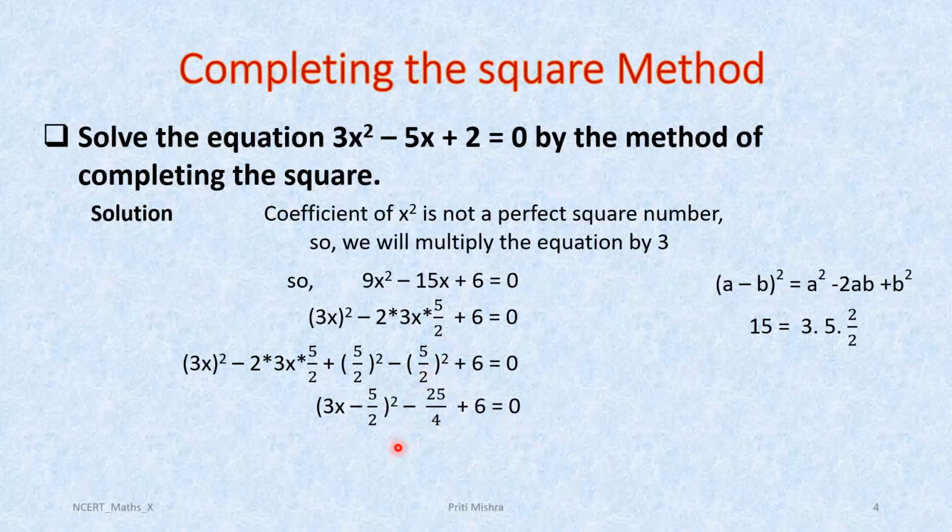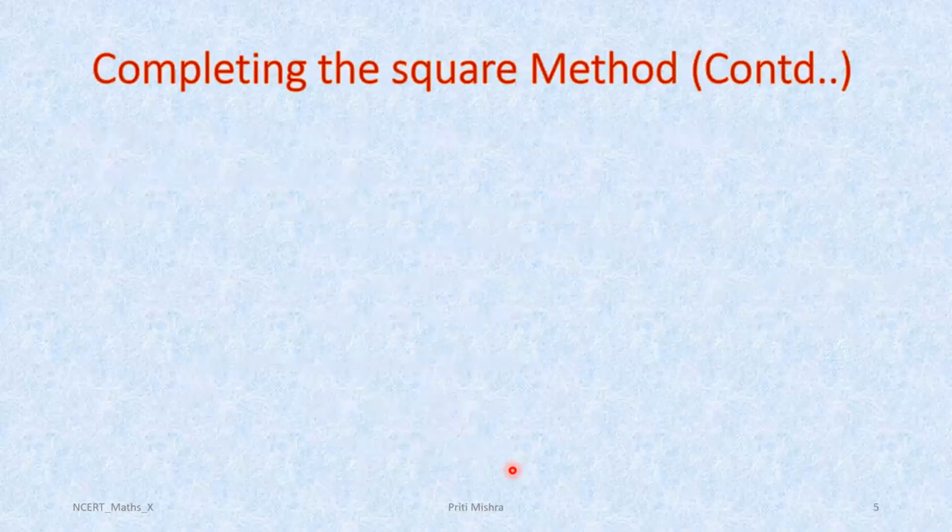Now we will solve these two numbers just by taking LCM. So the next step will be (3x - 5/2)² - 1/4 = 0. When 4 is the LCM, it will be -25 + 24, which means -1/4. Now this 1/4 will be shifted to the right hand side. So we can write it like (3x - 5/2)² = 1/4.